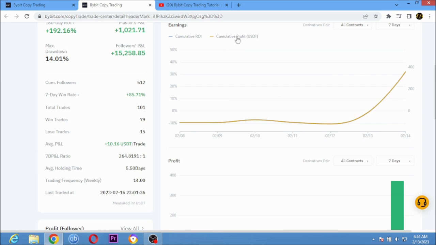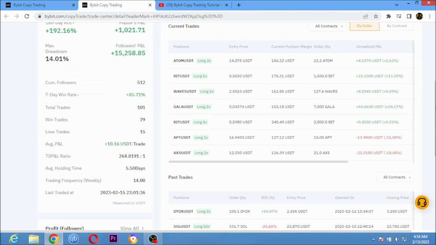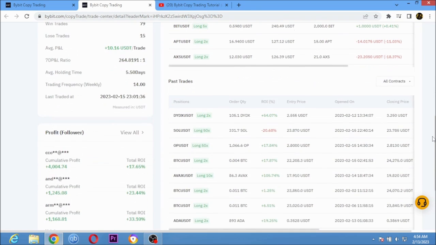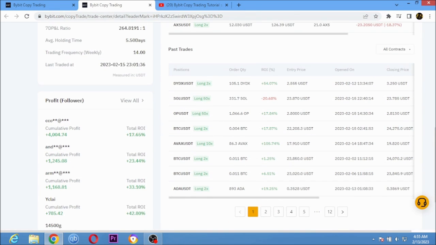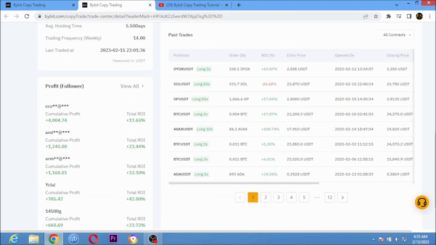So when you go here and look into the statistics of copy traders, you can see that this person has been using a lot of ATOM, BIT, WAVES. You can see these are the coins that he has been moving with 2 leverage long and 5 mostly. So these are the coins in the past trades. You can see how he has been trading the coins. So this is the percentage that he has gained. If you want to see more, you can also go to this second page.